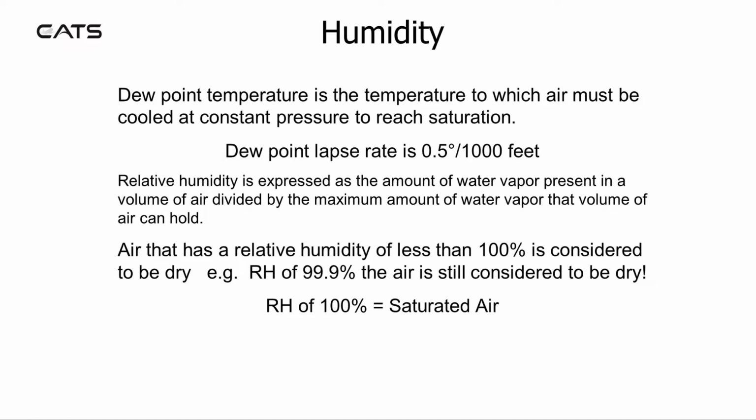Relative humidity is expressed as the amount of water vapour present in a volume of air divided by the maximum amount of water vapour that volume of air can hold. Air that has a relative humidity of less than 100% is considered to be dry. For example, at a relative humidity of 99.9%, the air is still considered to be dry. A relative humidity of 100% is saturated air.